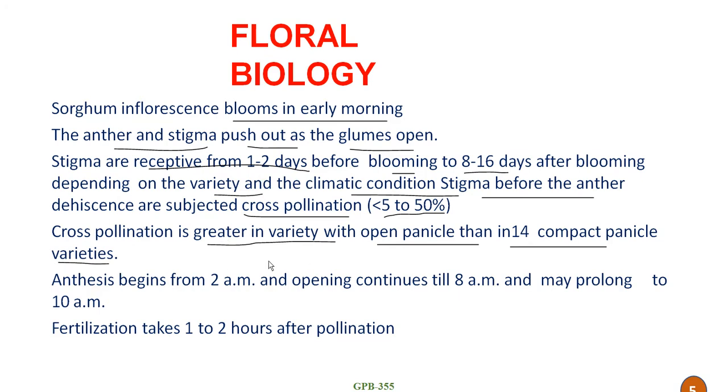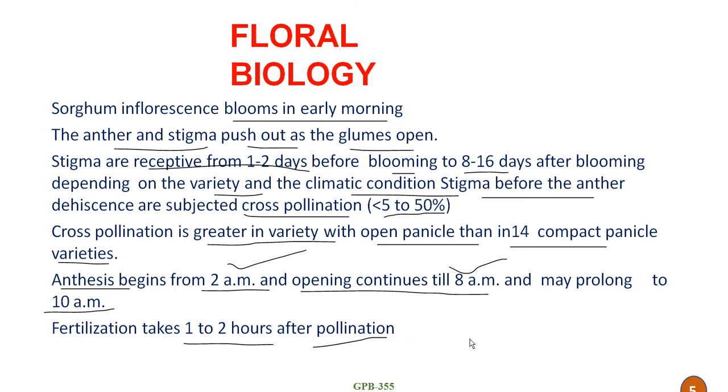So this is the comparison between the open and compact panicle types of variety. Anthesis, that is the anther dehiscence or first opening of the flower, is reported to begin from 2 a.m. and opening continues till 8 a.m. So this anthesis timing is very early in the morning, and may prolong to 10 a.m. And fertilization takes place 1 to 2 hours after the pollination.